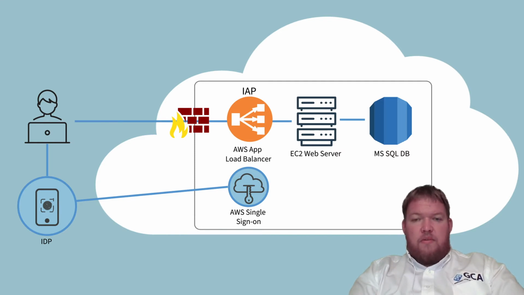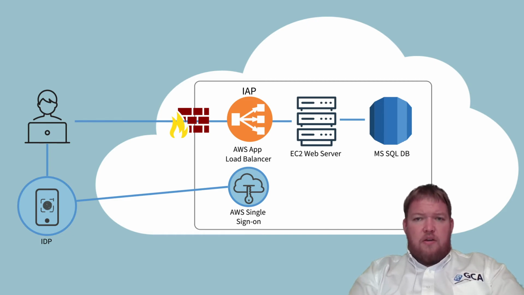If your application is actually running on-premise, you don't need the AWS application load balancer. You can use a tool such as an F5 or a NetScaler, or if you have some of the next-gen firewalls, they have some of this functionality as well.